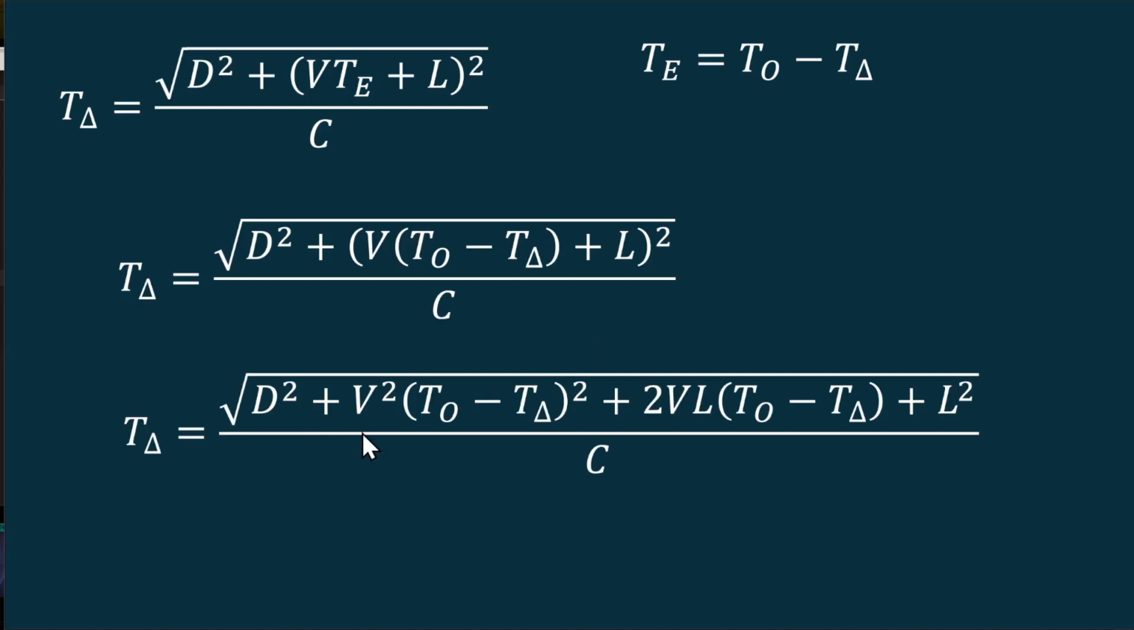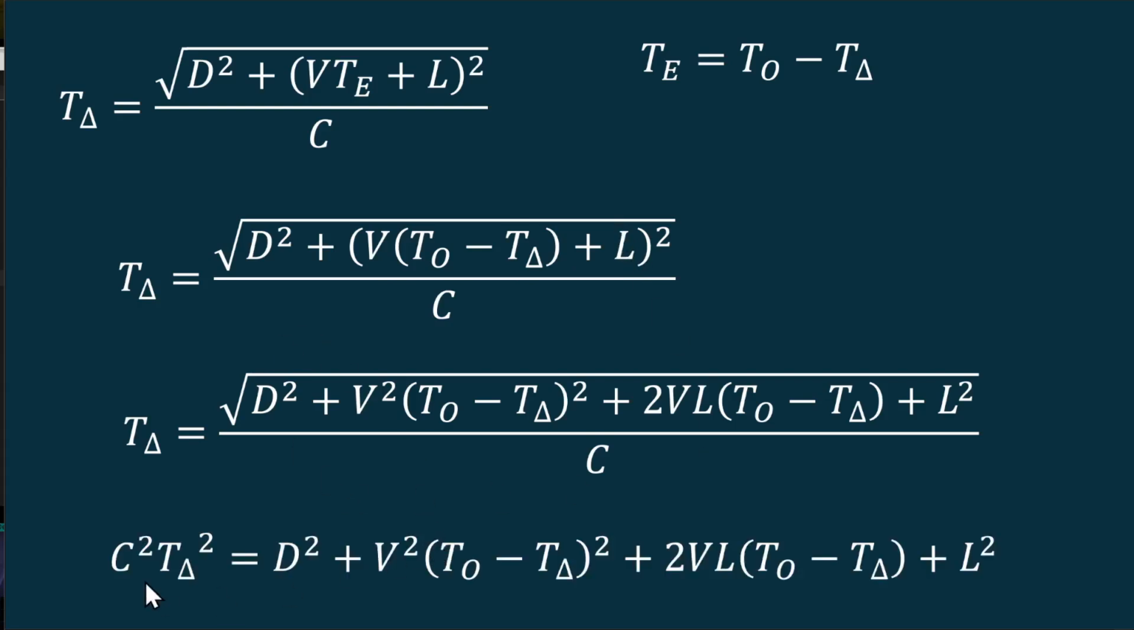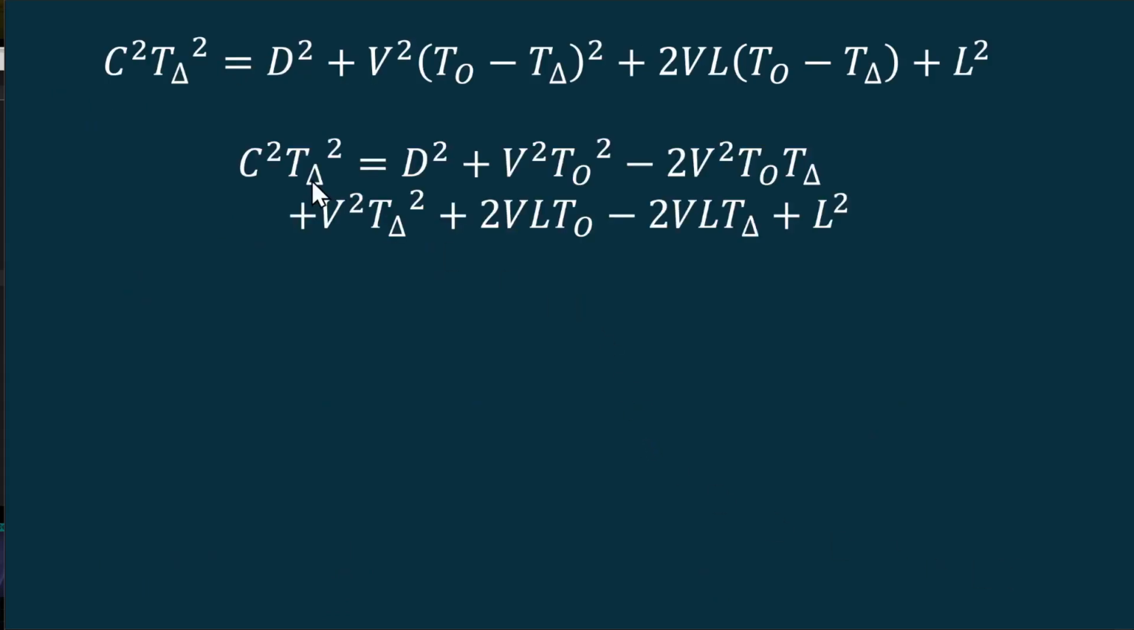And if we expand just this outer expression, we get velocity squared times this time squared plus 2vl times the time plus l squared, all over c. Then if we move the c over to the left and square both sides to get rid of the square root, then we can say that c squared times t delta squared is this. And then we can expand these terms even further.